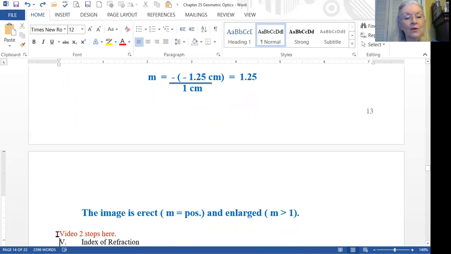And we're going to stop our video here. It's an easy way to stop, and then we'll pick up with video 3 with the index of refraction.